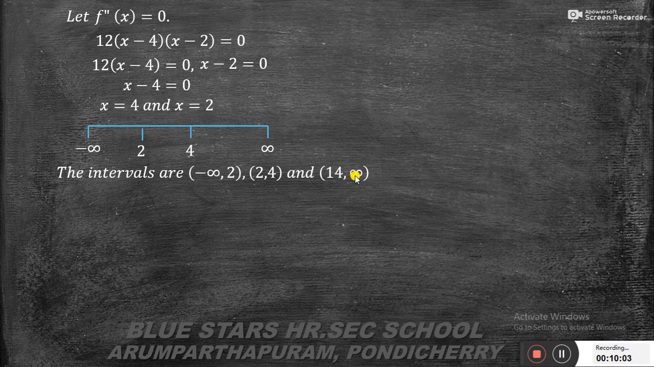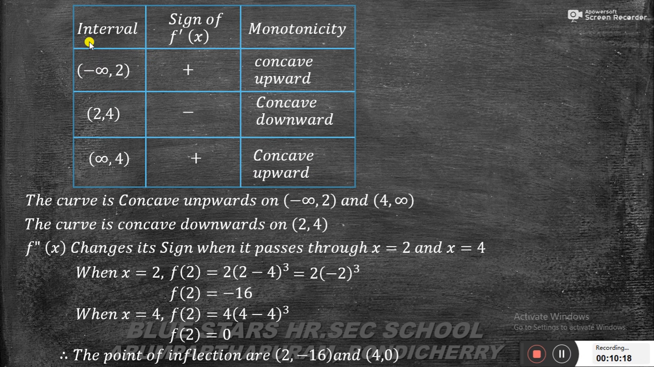So our question is to find the intervals of concavity. They ask about the intervals of concavity. So now we make the intervals, and now we check the concavity. You see, now the sign of f double dash. Here I take not f dash, I take f double dash, so f double dash of x. Now we check the intervals and find out the concavity of the intervals.